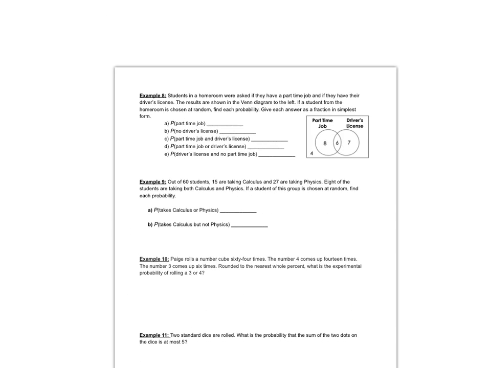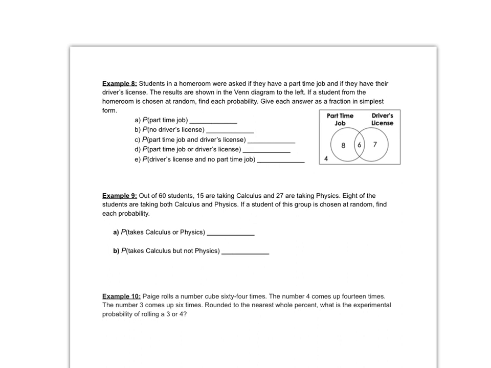So let's do a couple more examples here. In example 8, students in a homeroom were asked if they had a part-time job and if they have their driver's license. The results are shown in the Venn diagram to the right, and if a student from the homeroom is chosen at random, find each probability, giving each answer as a fraction in the simplest form. Good. Don't need a calculator with that.